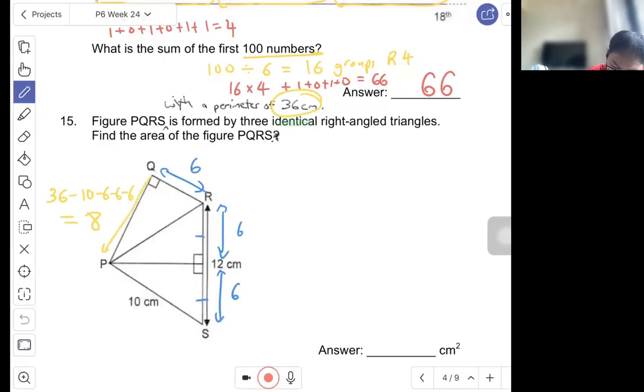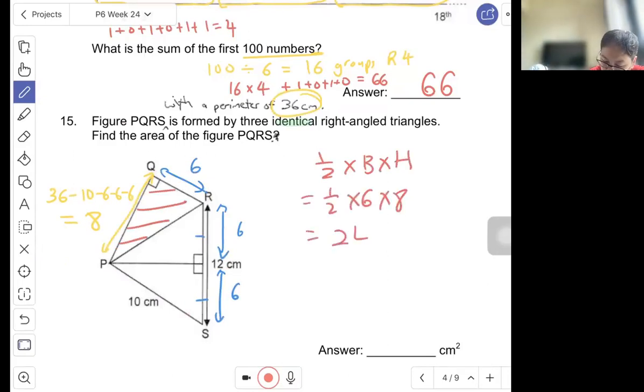So now you know PQ is 8, and they ask for the area. So we find the area of one triangle first, half times base times height. So that is half times 6 times 8, which gives us 24. Then there are 3 triangles. So times 3, the answer is 72 cm squared.